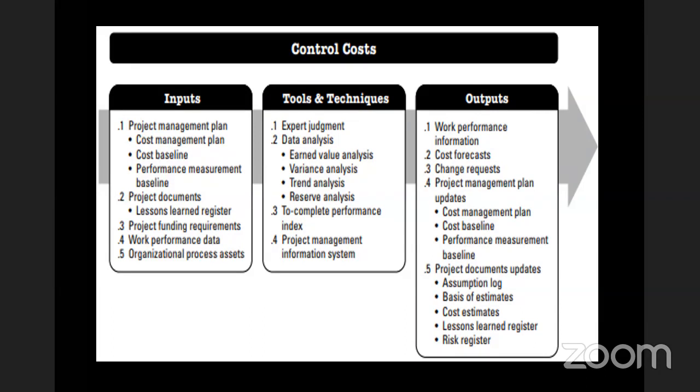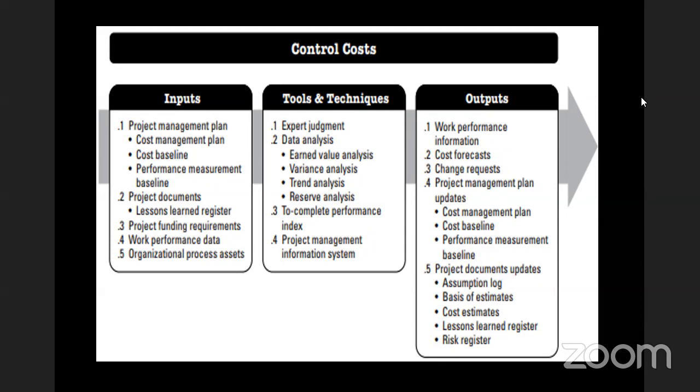Under your project management plan, you have specifically your cost management plan, your cost baseline, your performance measurement baseline, your project documents, specifically your lessons learned register, your project funding requirements, your work performance data, and your organizational process assets. Now, these are all synthesized with your expert judgment, your data analysis, specifically earned value analysis, variance analysis, trend analysis, reserve analysis, and then your to-complete performance index and project management information system.